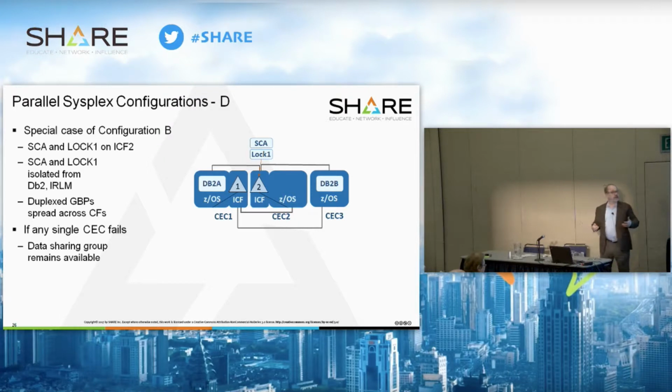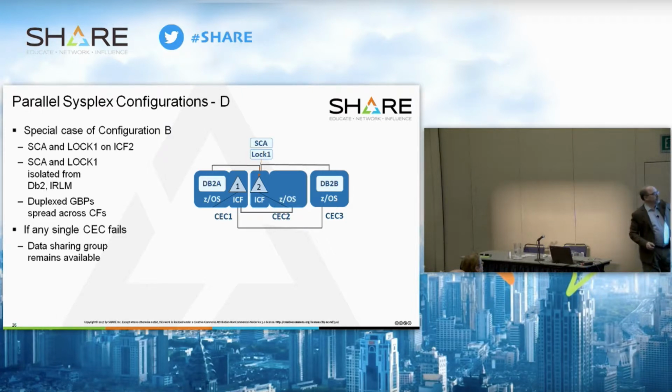So the first time I ran into this was with a customer who, at the time, was based in Chicago, and they had this setup. They had 3 CECs, and they had 3 data sharing groups: production, QA, and development. And each one had the lock and the SCA on a different box. So it didn't matter which box went down, I still had data sharing available in all 3 groups, right?